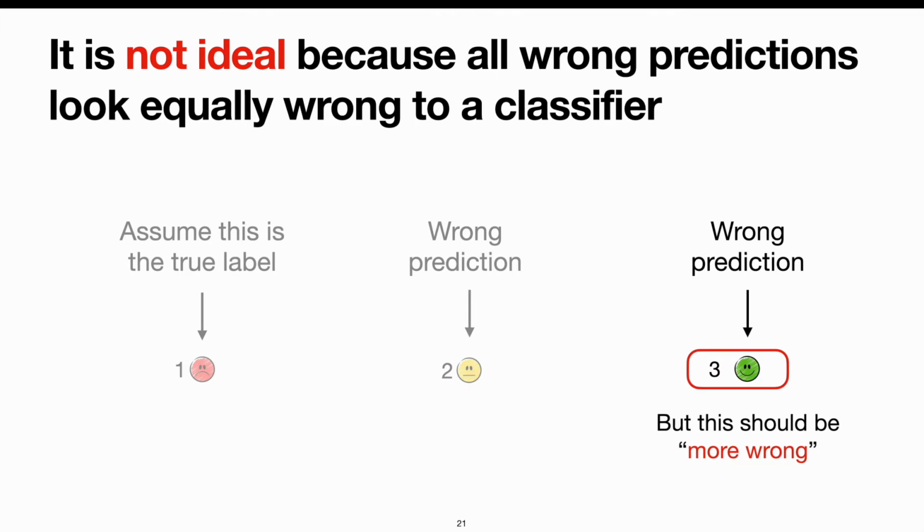But this smiley face should be more wrong than the neutral face, right? Because it's farther away from the sad face. Regular classifiers don't consider this, and we can actually build better predictive models if we consider it.